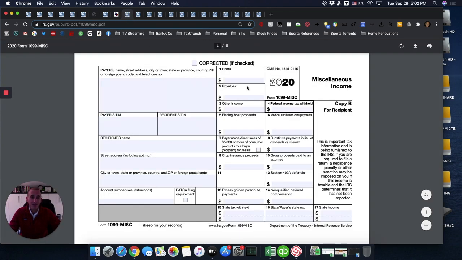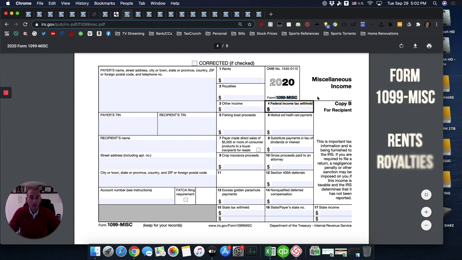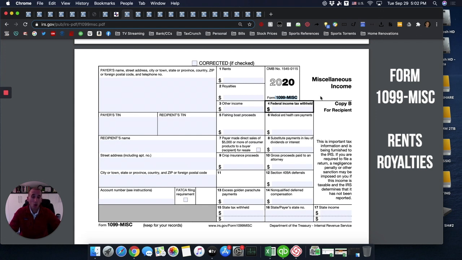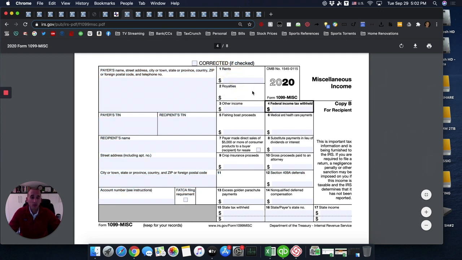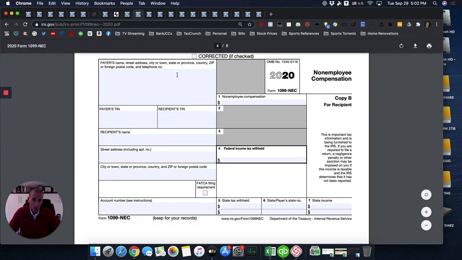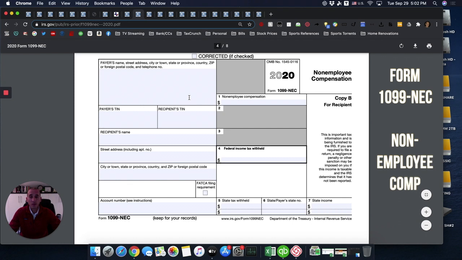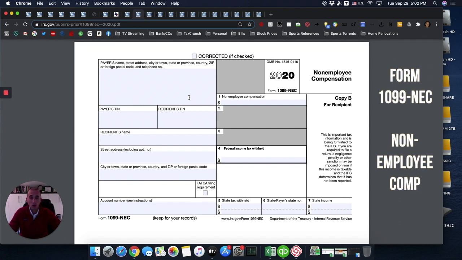Next form is the 1099-MISC. This is the form that used to have the contractor payments, no longer starting in 2020. So most likely, if you did receive rent income here or royalty income, you're going to receive this 1099-MISC form. If you are a contractor and the amount you got paid was over $600, most likely you're going to receive the 1099-NEC, non-employee compensation form.